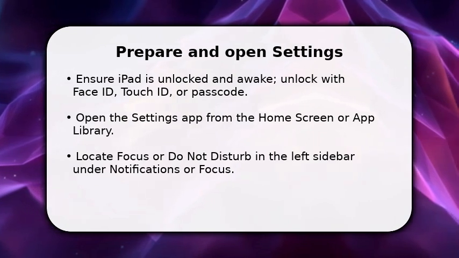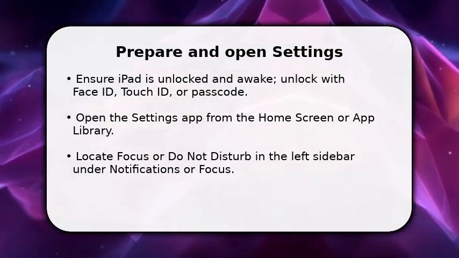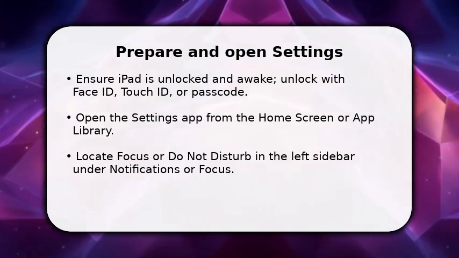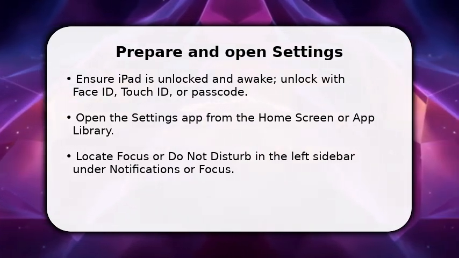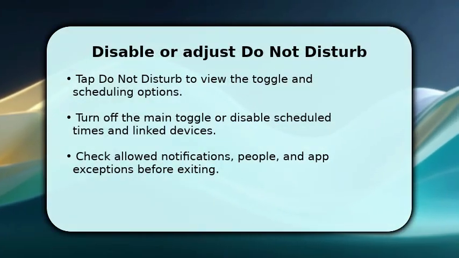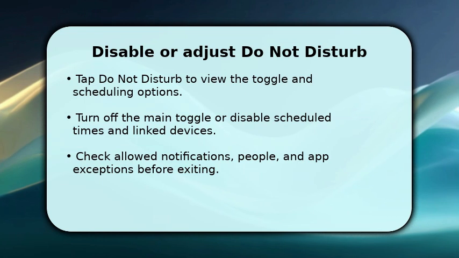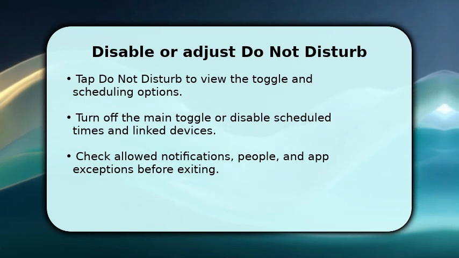Make sure you're in the main settings view rather than an app settings, and if you have many profiles, tap Focus to see Do Not Disturb as the primary option to modify. Now tap Do Not Disturb to access its controls and decide how interruptions behave. To stop silencing, flip the main Do Not Disturb toggle off.